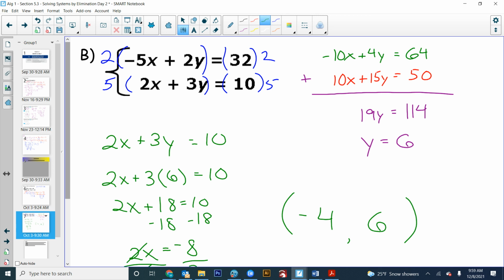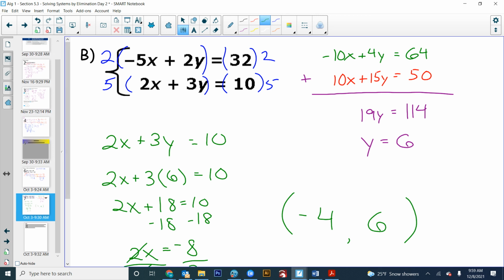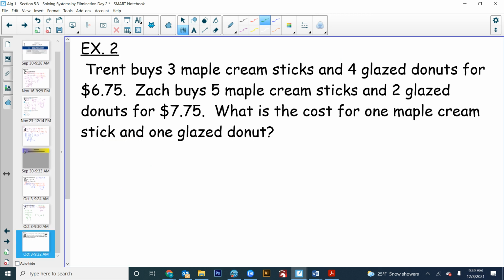If you really weren't sure, plug it in up here. What's -5 times -4? Positive, right? Negative times a negative, positive 20. Keep that in your mind. Positive 20 plus double 6. What's double 6? 12. 20 plus 12? 20 plus 12. Oh, 12. Okay. You good? You said one more on your guided notes? Yes.